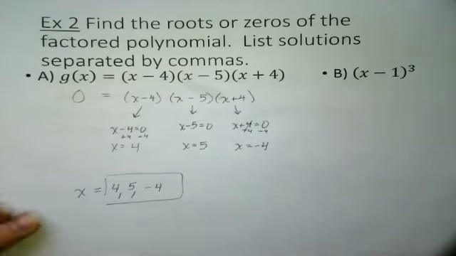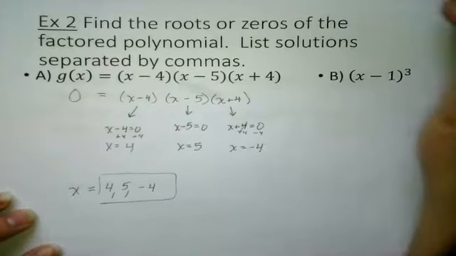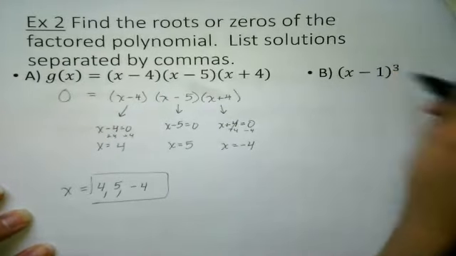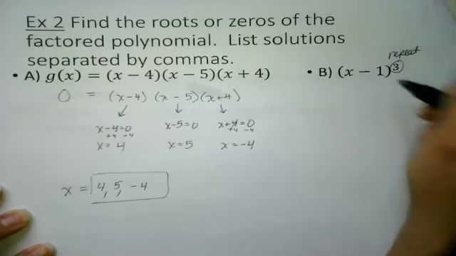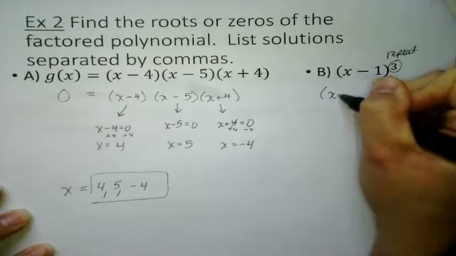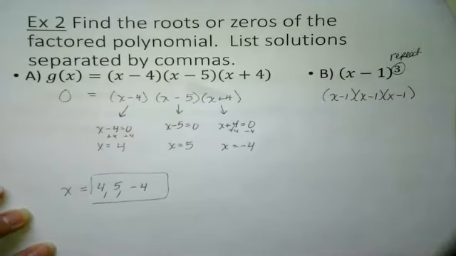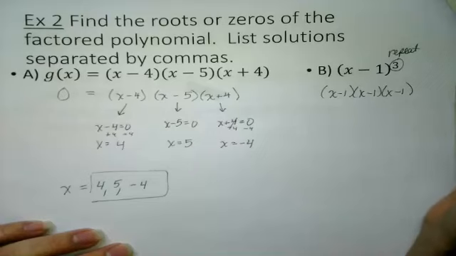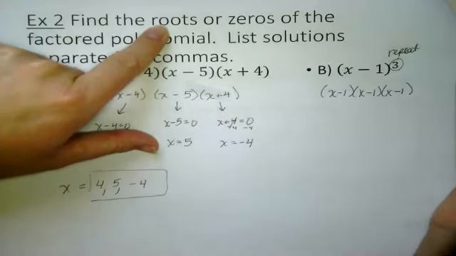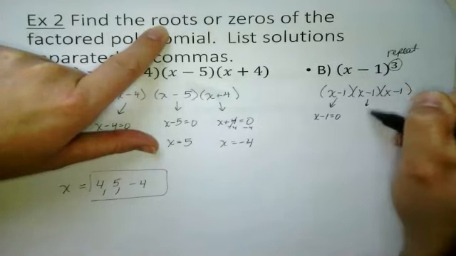Pretty easy. Here they just give us this factored polynomial, and if you remember what this means, a power says repeat the base 3 times. So really this means x minus 1 times x minus 1 times x minus 1. It's really important that you remember that. And then they would say, what are the roots of this polynomial? Well, the roots means the same thing. If you just set each bubble equal to 0.